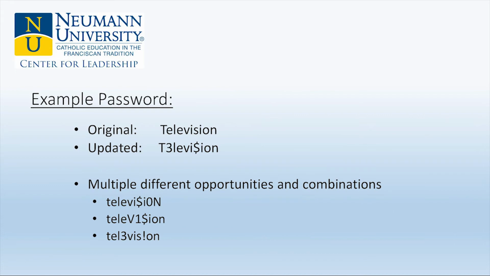Here's a quick example of how you can replace letters with numbers and symbols using a random word. I've done 4 different versions of the word television using the numbers 1 and 3, as well as the $ and exclamation point.